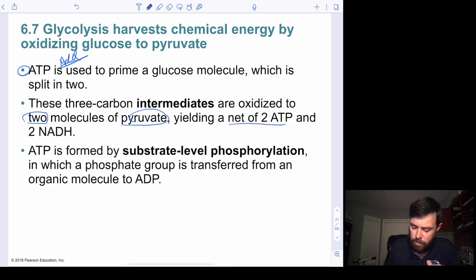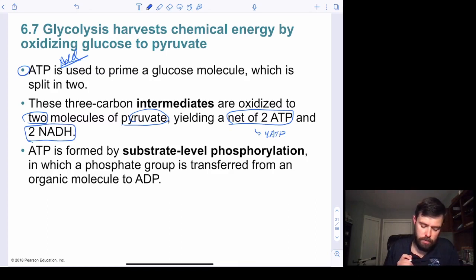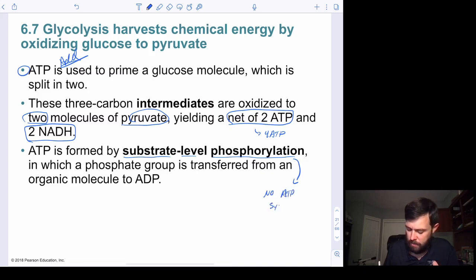Okay. We're going to net out 2 ATP, which means we actually make 4 ATP, and 2 NADHs. Now, just so you hear these words, ATP is formed by what's called substrate level phosphorylation, which is basically a fancy way of saying that there is no ATP synthase. So it's kind of happening at the substrate level, kind of like a backdoor. It's how you can make some ATP without having the actual maker itself.